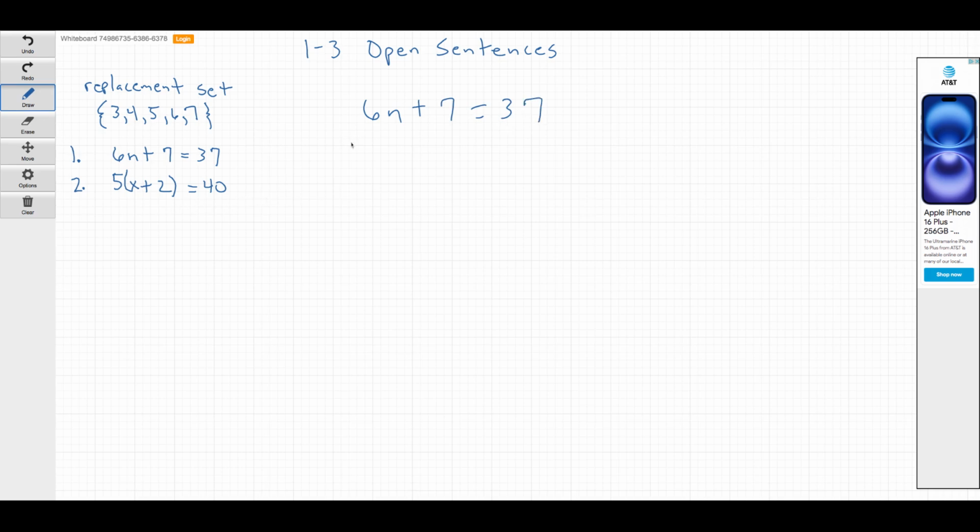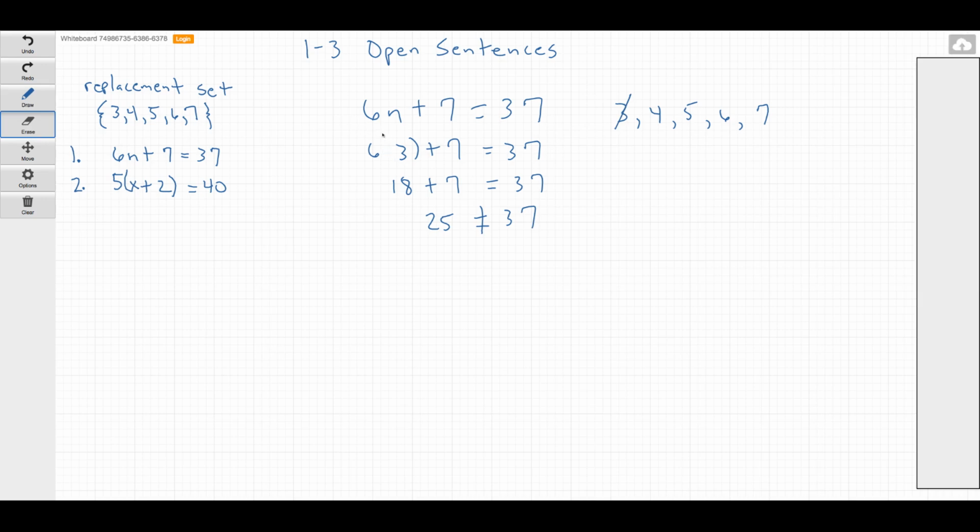So we have our replacement set here, which is 3, 4, 5, 6, 7. So the first number in the replacement set is 3. So we'll replace n with 3. So we have 6 times 3 is 18, plus 7 equals 37. So 18 plus 7 is 25. 25 does not equal 37. So we're going to cross that one out, and go to the next problem.